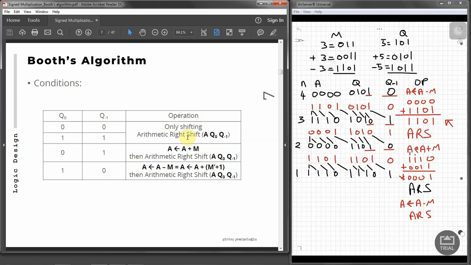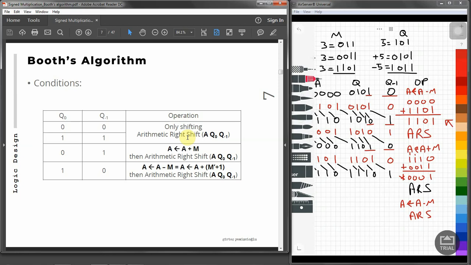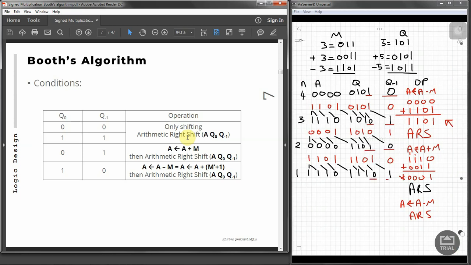And we compare it again. So 0 and 1. Now 0, 1, it's going to be A plus M. That means A is A plus M. And our A is 1110 and our M is 0011. This is actually repeating that operation. So we can just write accumulator as 0001 and our multiplier is 1110 and our Q minus 1 is 1.